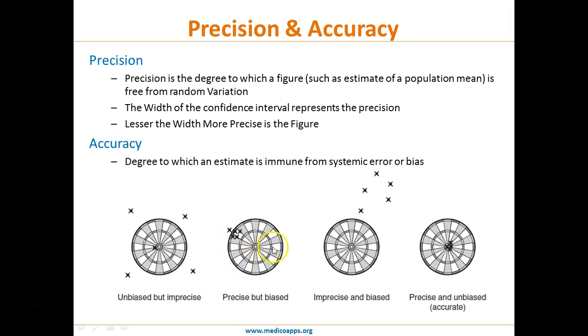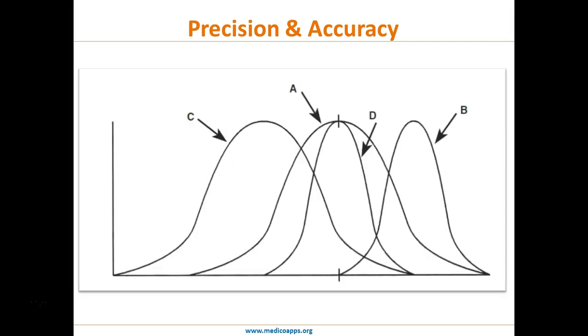So this is a precise observation, but it is biased. This one is imprecise and biased. There is a huge difference between each dart, and they are also towards one particular area, so it is biased, inaccurate and imprecise. Now in the last one, everything is within a small range, so it is precise, and since it is in the center, it is an unbiased or accurate result. I hope this diagram helps you understand the difference between precision and accuracy.